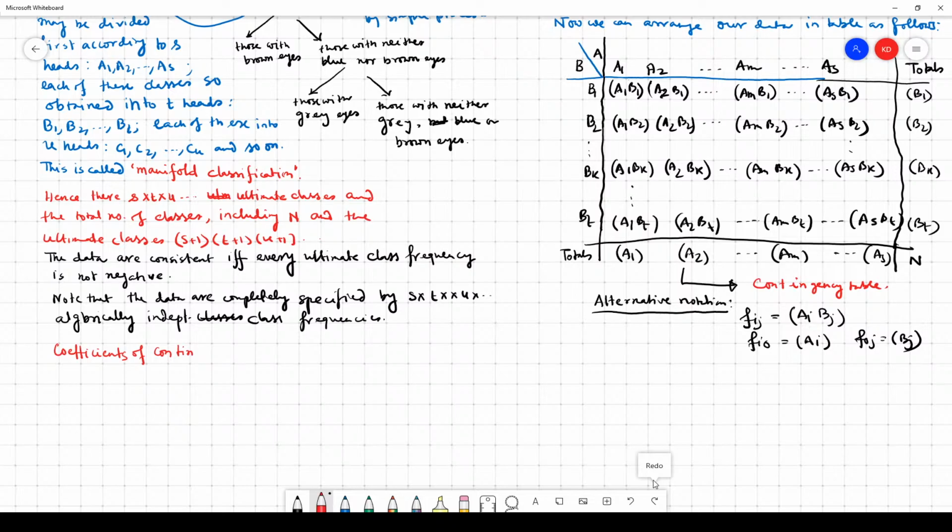For example, if you have two categories, then you cannot represent this in a frequency table. You need a two-dimensional table. This two-dimensional table is called a contingency table. For three-way, if there are three categories, okay.